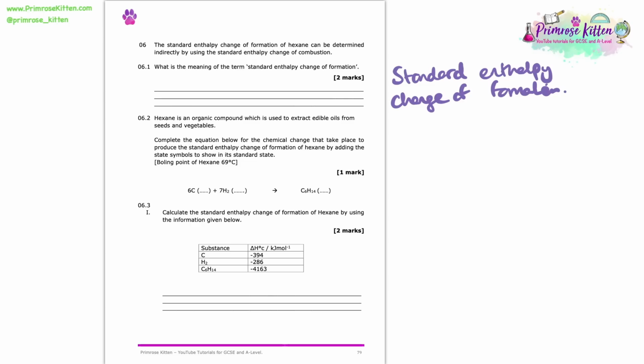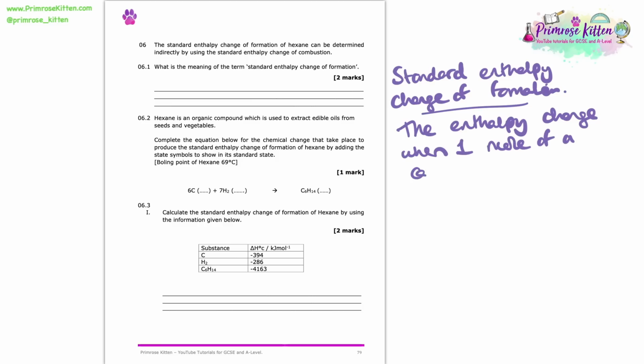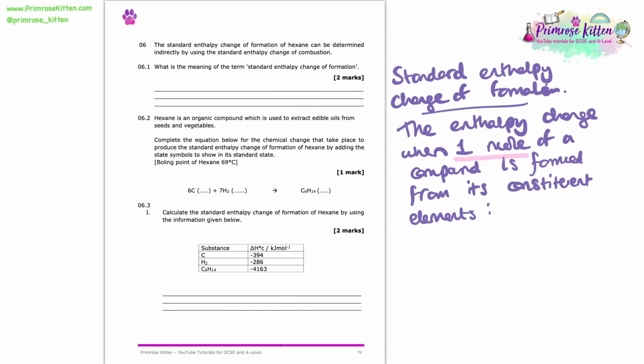So the standard enthalpy change of formation is defined as the enthalpy change when 1 mole of a compound is formed from its constituent elements in their standard states under standard conditions. Now that has a few really key bits in it that you need to know. We want to make sure that we refer to 1 mole of a compound, because enthalpy change is always referred to per mole.